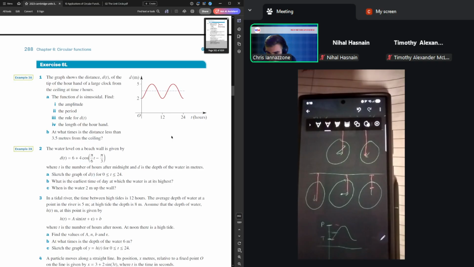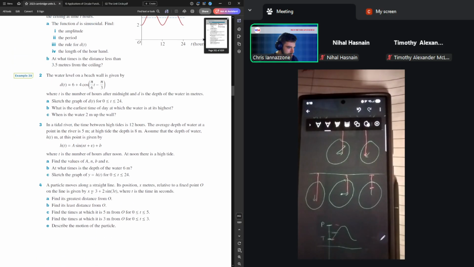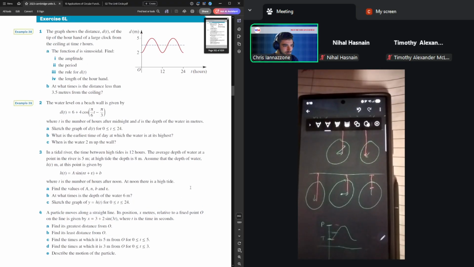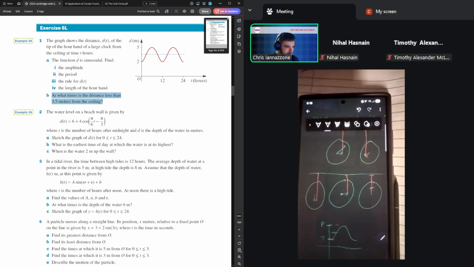Circular functions is hard until you see a visual. Yeah, visual representation of this sort of stuff is really important, especially with like this question 4 thing here, particle moving along a straight line. That was the weirdest one to think about when I was studying. But yeah, drawing these pictures is helpful for sure.